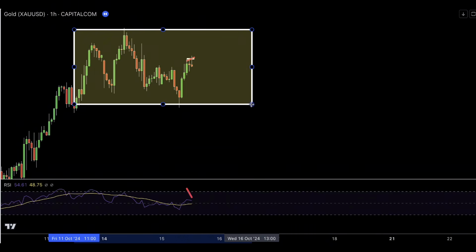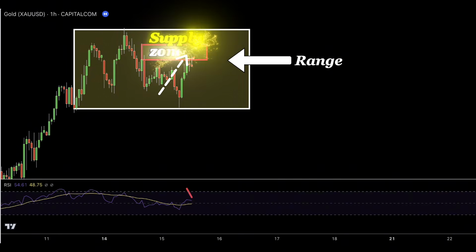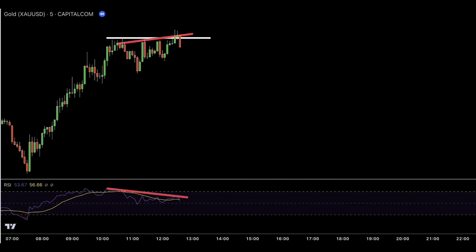As you can see, the higher time frame market structure is ranging, and price has been rejected from a supply zone. This higher time frame rejection suggests that the market may have room to move lower, supporting the bearish signal we identified on the 5-minute chart. With the higher time frame aligned, let's return to the 5-minute chart and plan the trade.